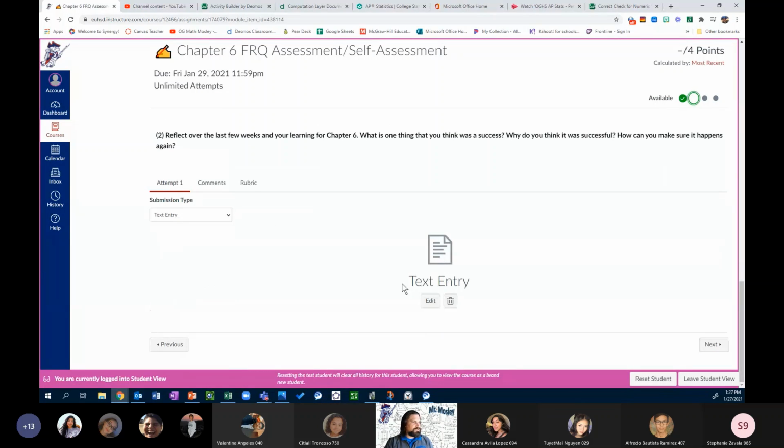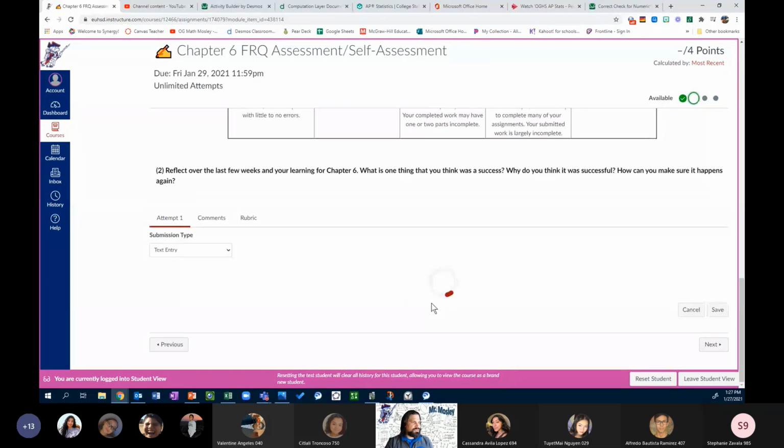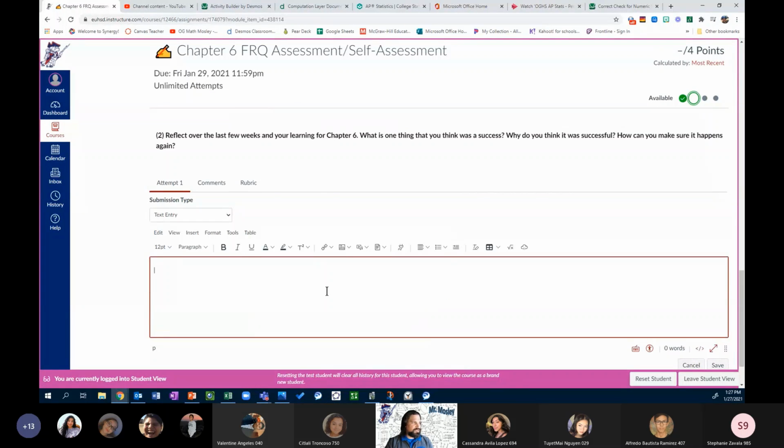You can choose to do this as a text entry, right? In which case you get your little text entry box. You can type up your responses to the questions. You can also choose to do your work on paper and then upload the image of your work if you want to do it that way. You have all those options available to you in the text entry.